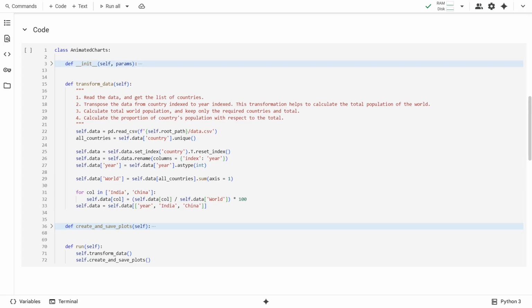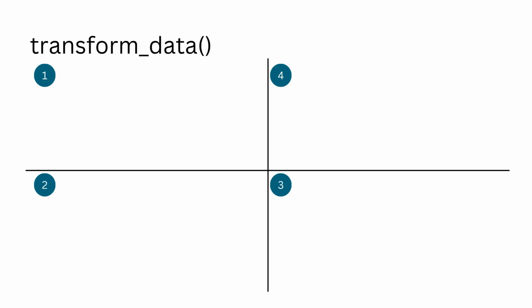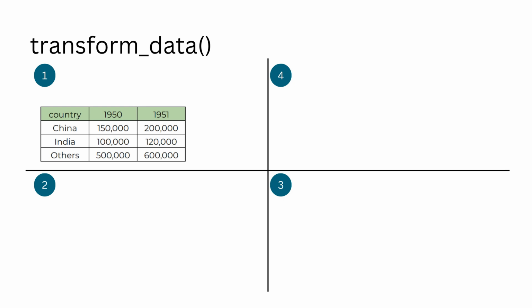As the first step, we load and transform the data. We transpose the data from a country indexed format to a year indexed format. This will help us easily perform the calculations necessary. Here is a simplified demo of the transformations in this method. This is how the initial data looks like. We have the population data of all countries from 1950 to 2023. The data is country indexed.